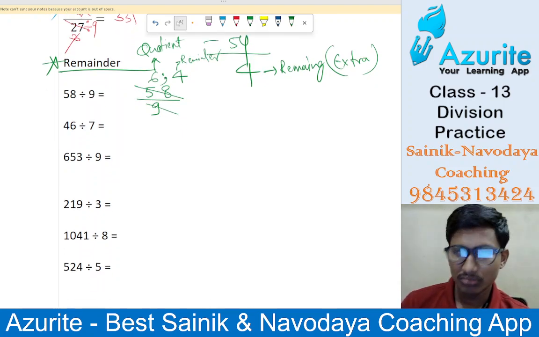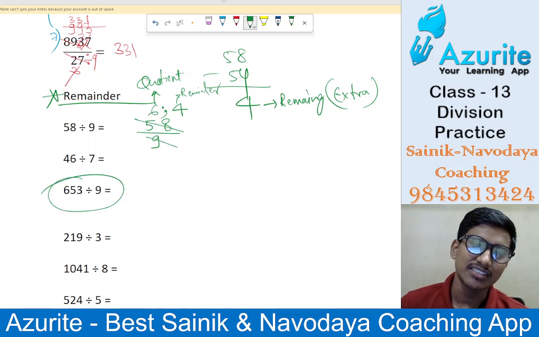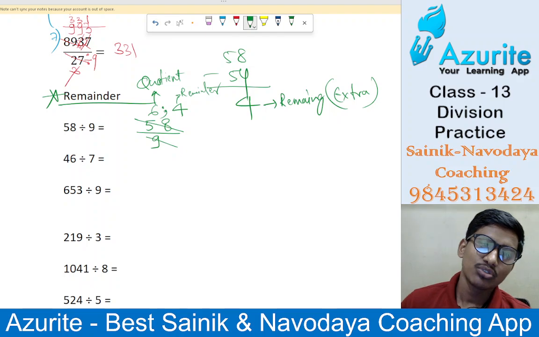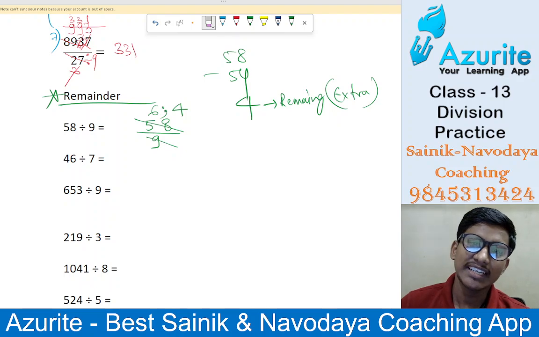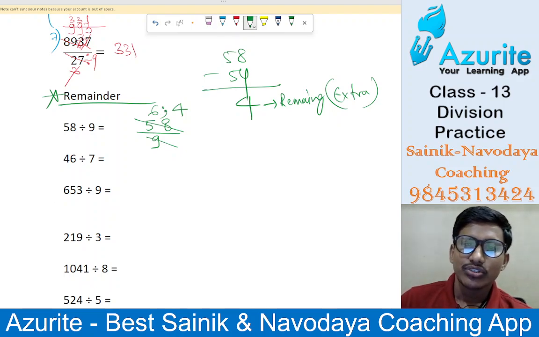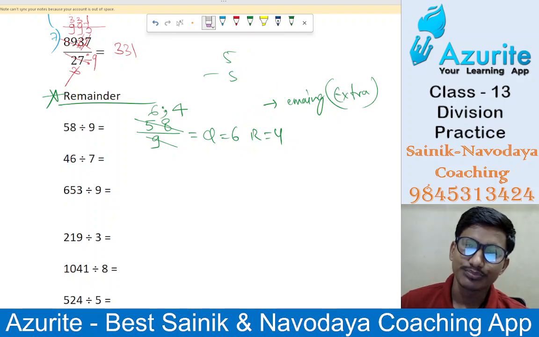Okay na? One more question I will do. Here I will do a little bigger one. Because 7 sixes are 42. 42 means remaining is 4 here. Here also 4 only. Okay? So I will write directly here. Quotient is 6, remainder is 4. That is how you have to do.